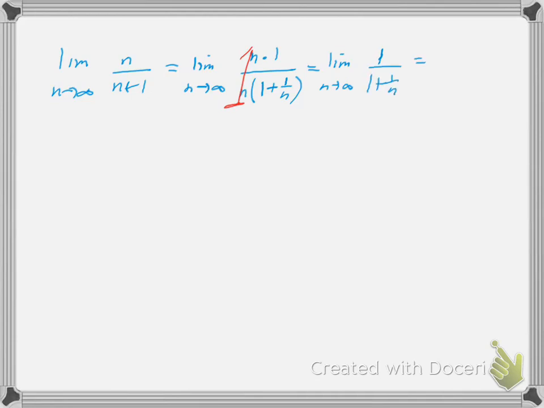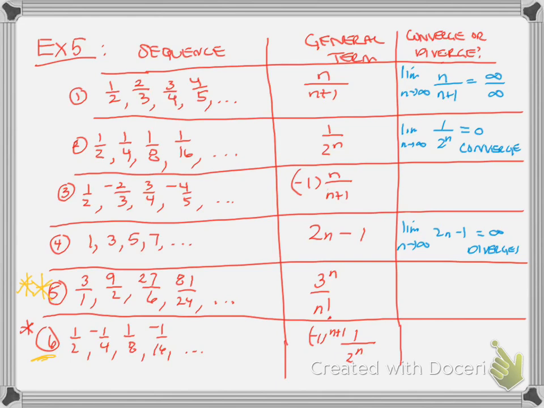Well, what's going to happen? This right here is going to go to 0, right? Because it's 1 over infinity, which goes to 0. So your final answer is going to be 1, right? So this limit actually converges to 1. This sequence converges to 1. So we can write here, squeezing this in, the limit as n goes to infinity of n over n plus 1 equals 1. So it converges.